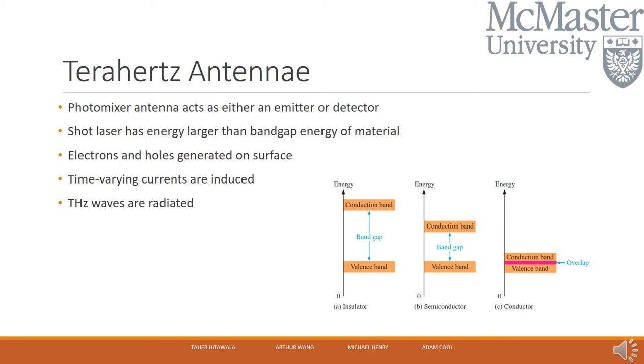But before we get into its uses, we should probably look over how a terahertz antenna works. In order to emit terahertz radiation, or radiation anywhere in the terahertz spectrum, a laser beam is shot at a photoconductive material. The laser possesses an energy that exceeds the bandgap energy of the photoconductive material, also known as the energy required to release an electron from the valence shell. This causes the generation of electrons and holes on the surface of the photoconductive material, and as a result, photo-induced time-varying currents are formed that radiate terahertz waves.